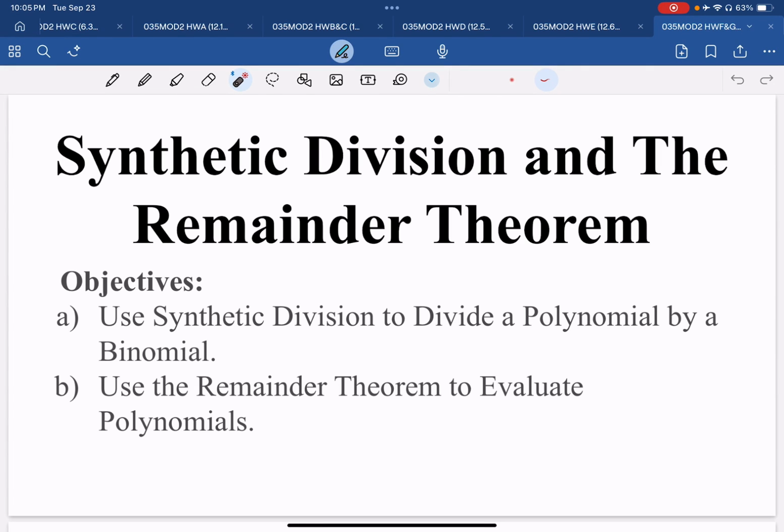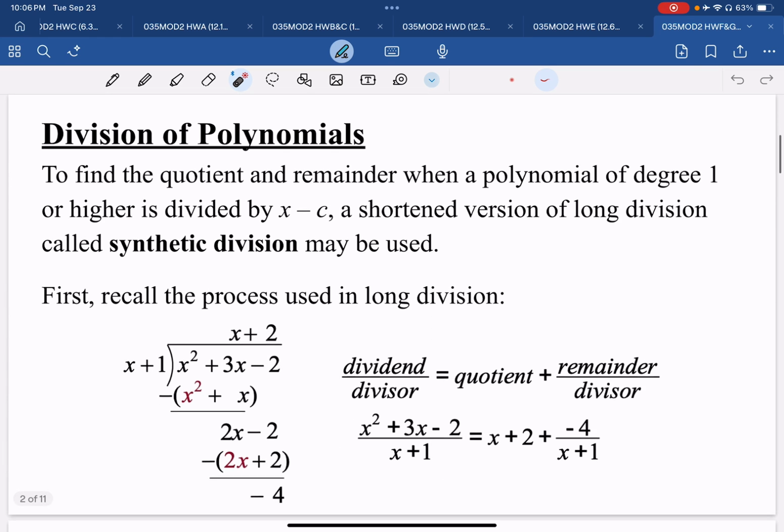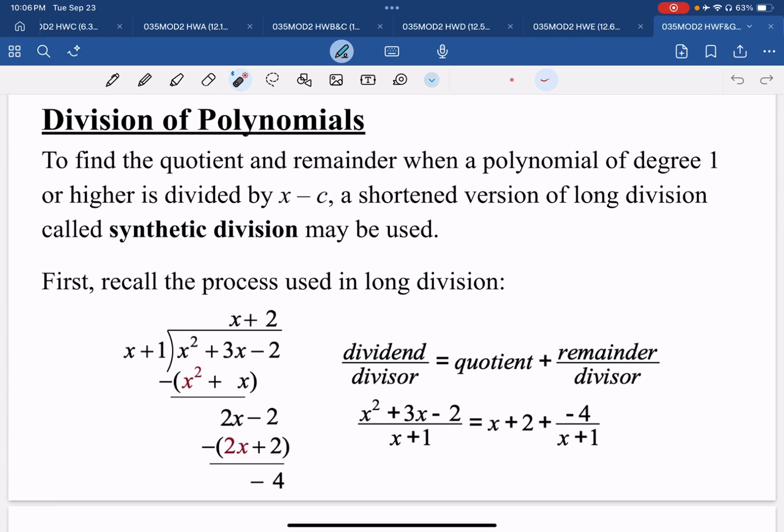In this video, we're going to talk about another kind of division. It's called synthetic division. And we're also going to look at using that for something called the remainder theorem. So synthetic division is a different type of division than long division.